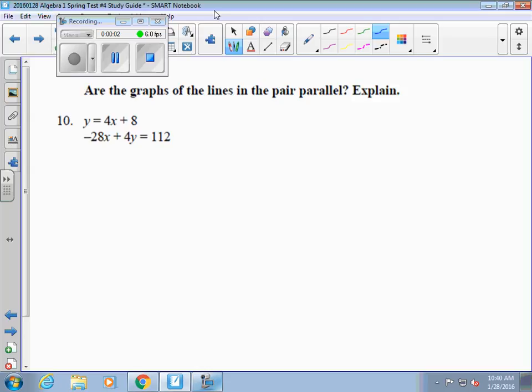This is Algebra 1, spring test number 4. We got through standard form of an equation. It's picking up on part number 2. Number 10. Are the graphs of the lines in the pair parallel?